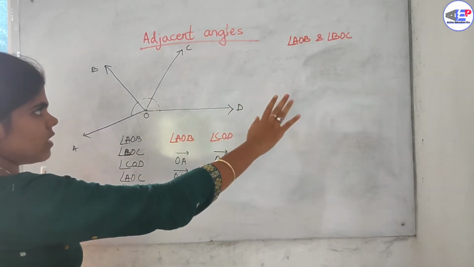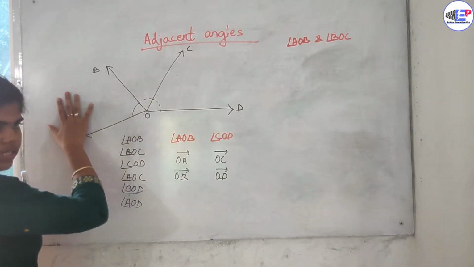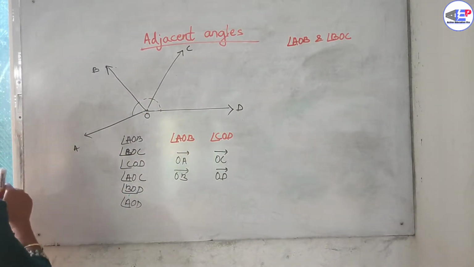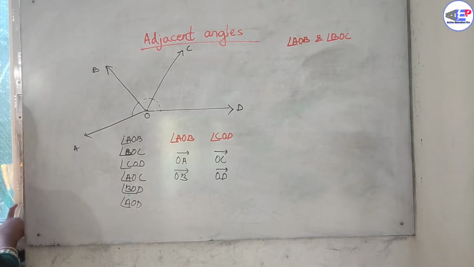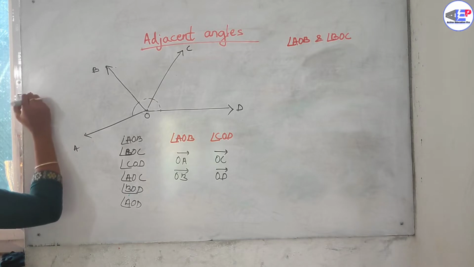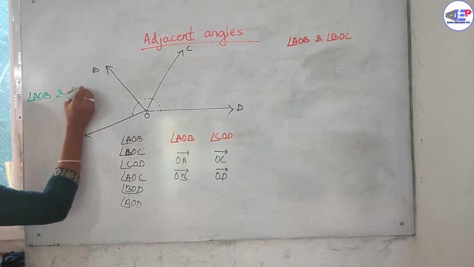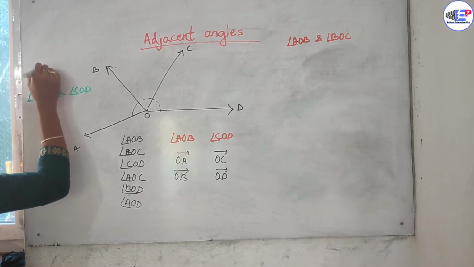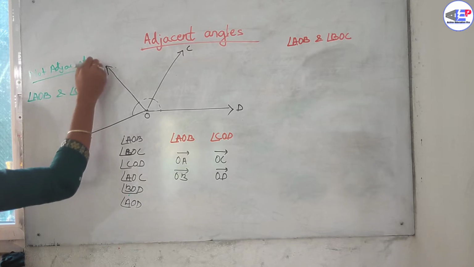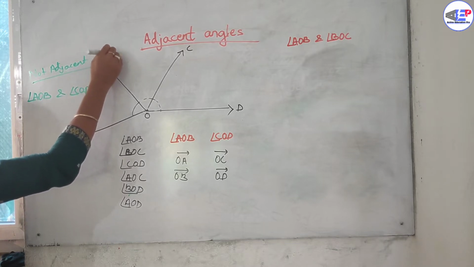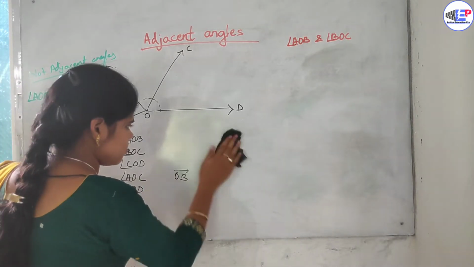So here at the right side I am writing the pairs of adjacent angles, and the pairs which are not adjacent angles I write at the left side. So AOB and COD are not adjacent angles. This is the second pair compared.